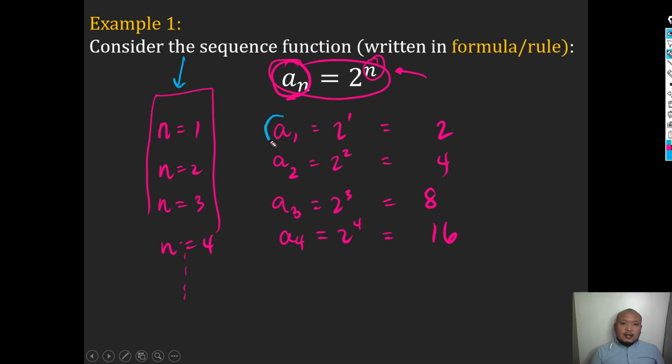Kaya itong si A sub 1, that's an output. And that output is equivalent to 2. When you plug in 2 in your formula, or in your rule, your output is A sub 2, which has an equivalent value of 4, and so on and so forth.